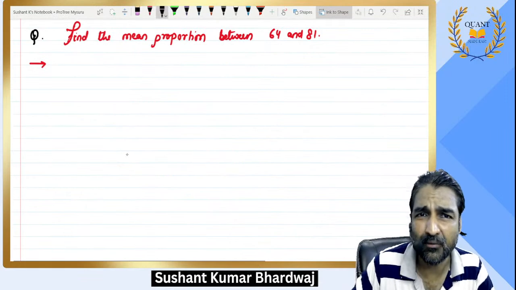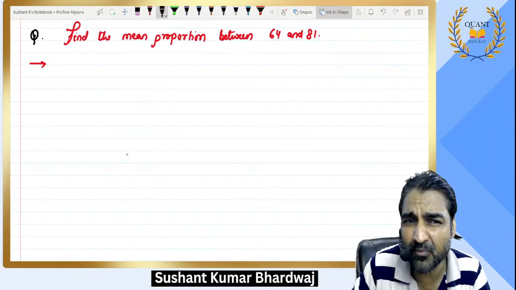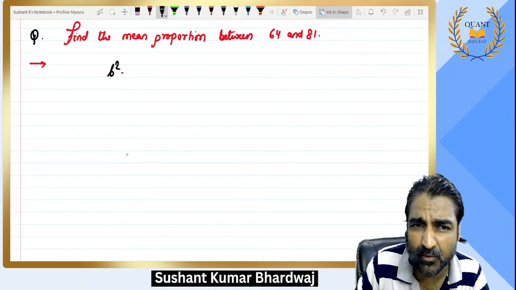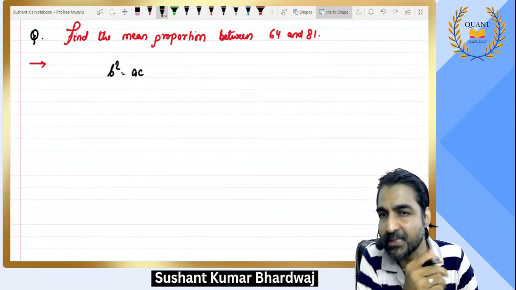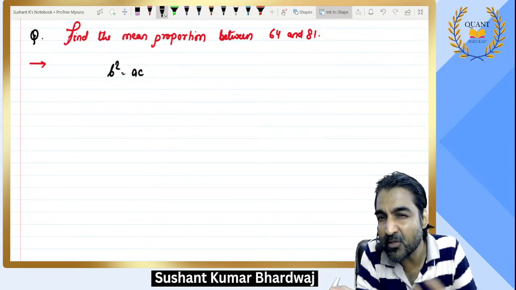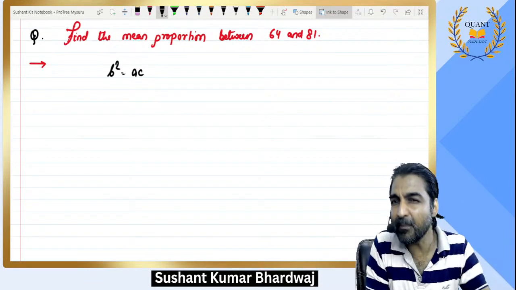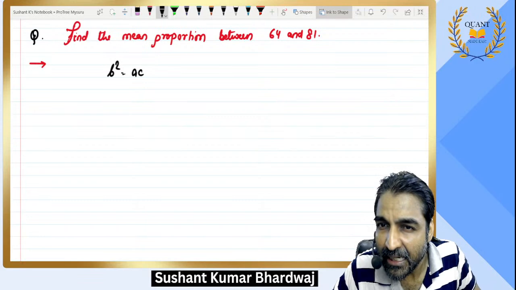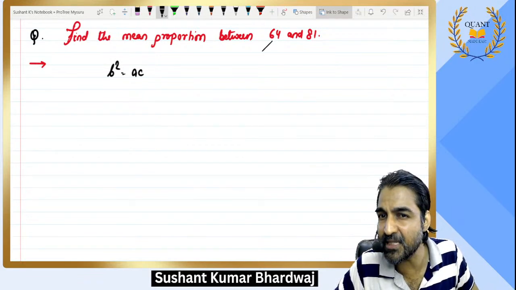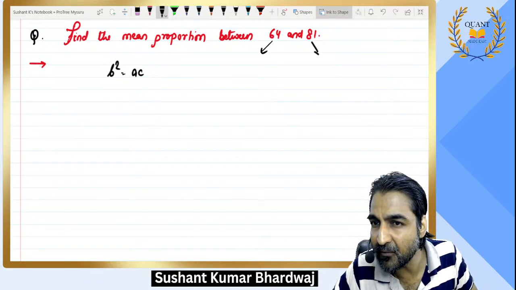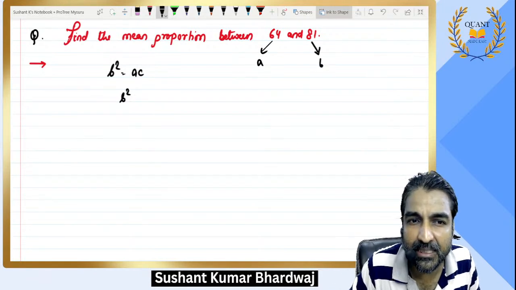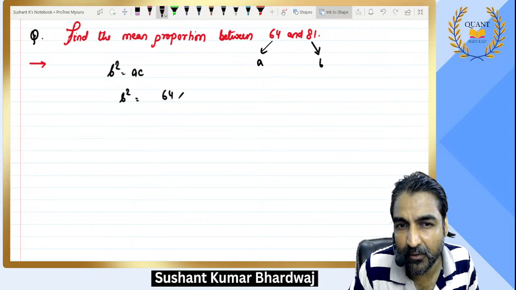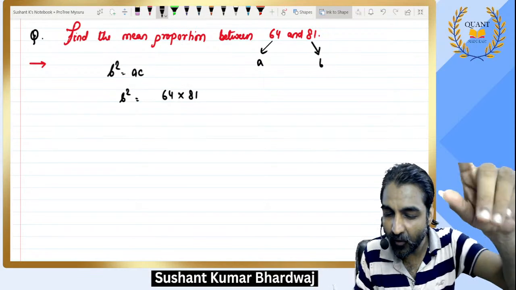Then how can we solve for the mean proportion? We have studied that B square is equal to AC. It means in a mean proportion, B is present in between A and C. Here 64 is representing A and 81 is representing C. So B square is equal to 64 into 81.